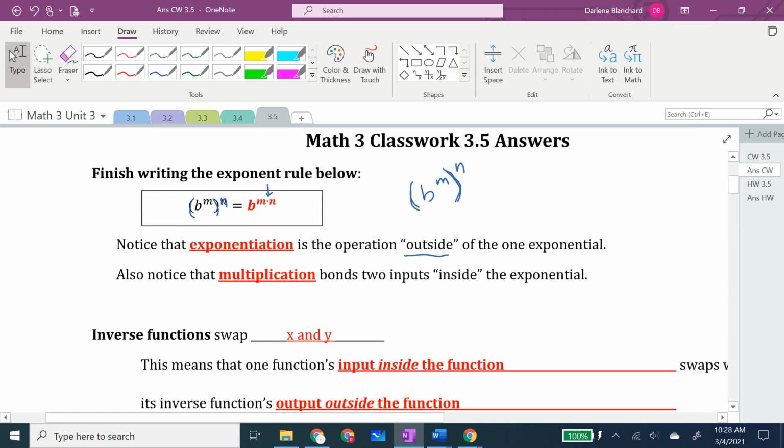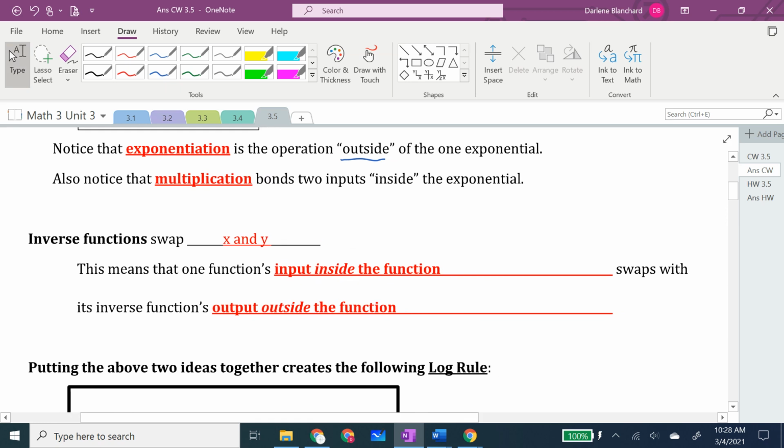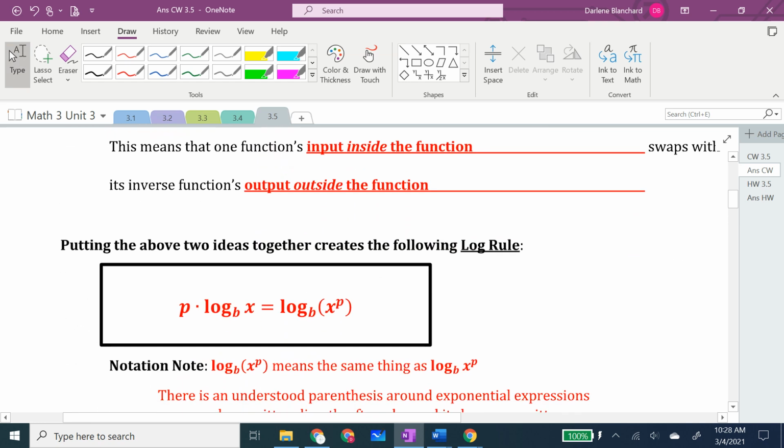Inverse function, swap x and y. And just like before, this means that one function's input inside the function swaps with its inverse function's output outside the function. So what log rule does that create? And I want you to see multiplication by something outside the logarithm versus an exponentiation on the inside of that function.